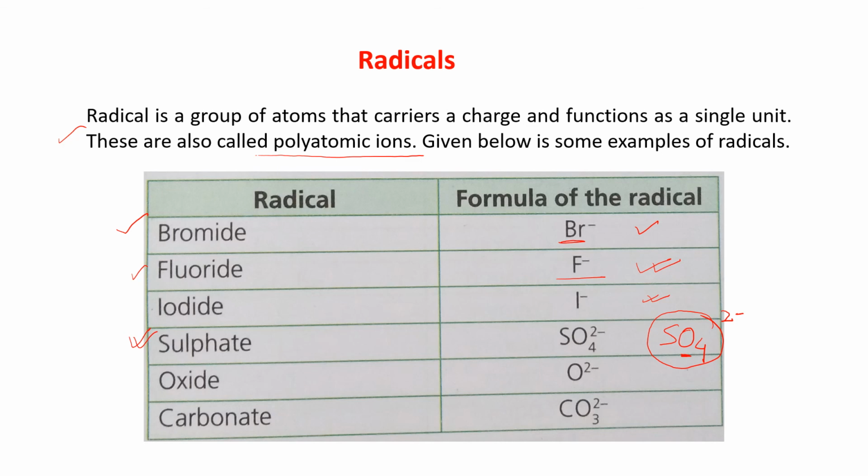Okay, oxide is O2 minus, the charge is 2 minus. Carbonate, again you see CO3, carbon and oxygen. Altogether CO3 is 2 minus. They are known as radicals.